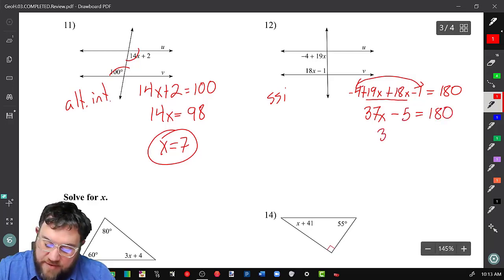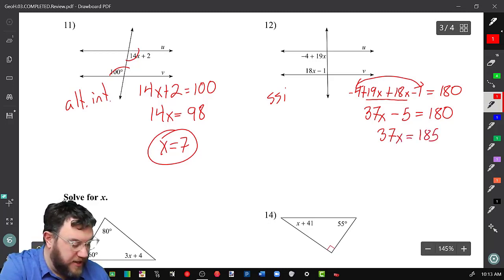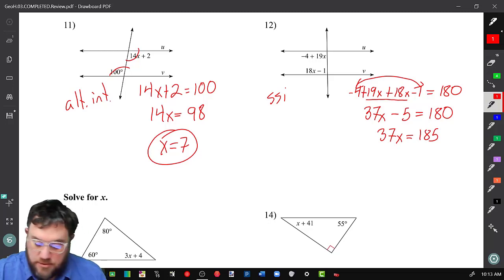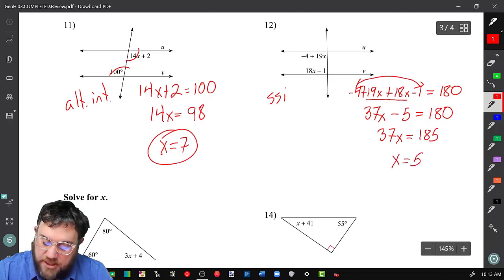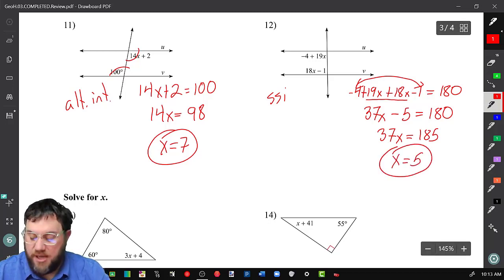We'll add 5 to both sides, so 37x equals 185. And so x will be 5. We divided by 37.